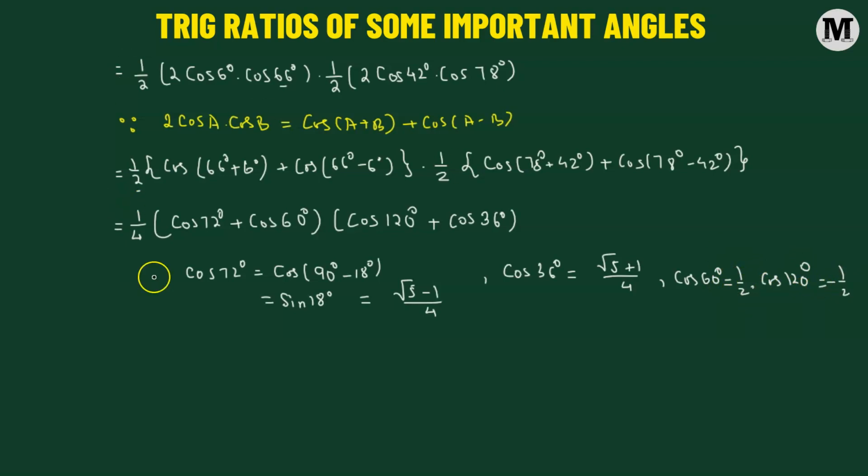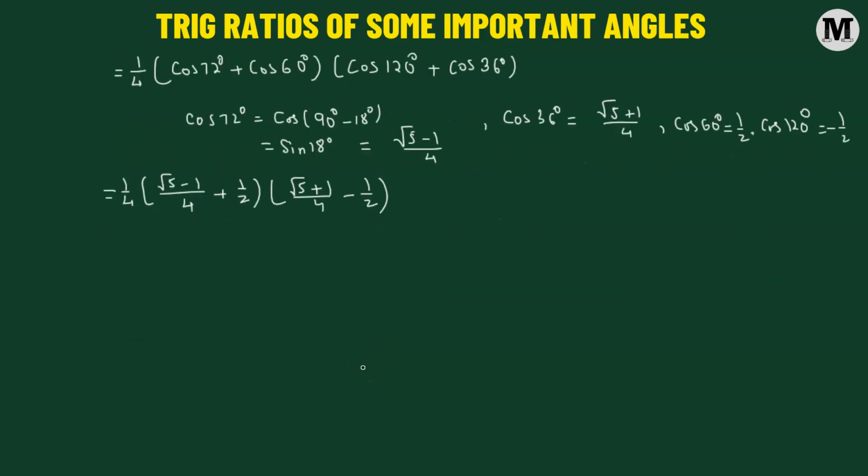We'll use all of these values to get 1 over 4 multiplied to, so cosine of 72 degrees will be square root of 5 minus 1 divided by 4 added to half. Then we have cosine of 120 degrees. Let's take it as the second term. So we'll take cosine 36 degrees first. That's square root of 5 added to 1 divided by 4, and cosine of 120 degrees, that's negative 1/2. Now let's compute this value.